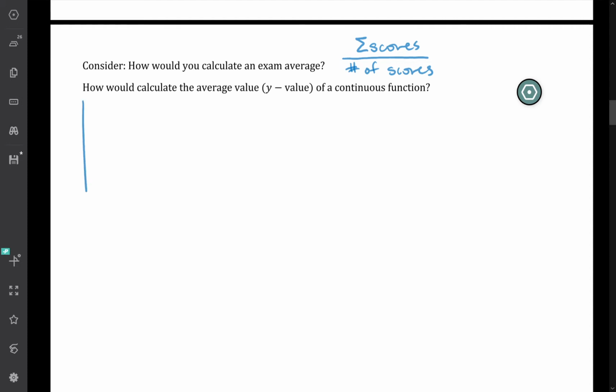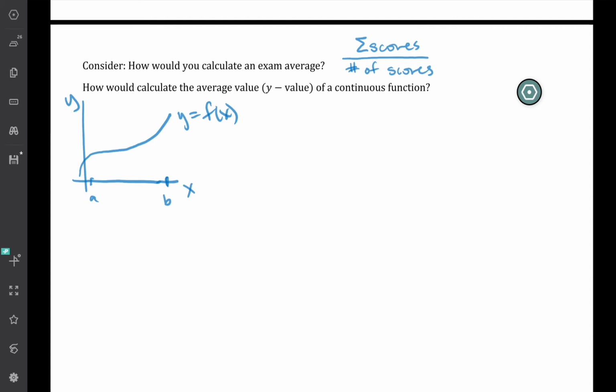So let's say I have a picture. What's my Calc 2 function? This guy, whatever it looks like. And this is my y equals f of x. And this is my x, and this is my y. And I want to say from a to b, what is the average y value? So I know that typically what I would want to do is take all of the possible y values, add them up, divide by the number of y values. But that gets a little bit complicated when you have a continuous function and there are infinitely many y values.